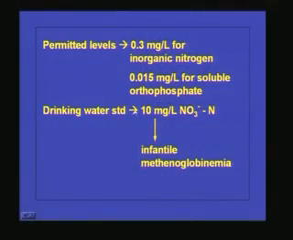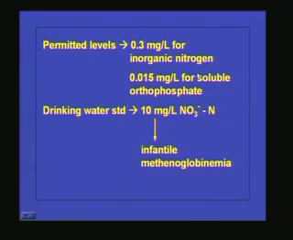And moreover, we have seen that if the nitrate content in drinking water is more than 10 milligram per liter as nitrate nitrogen, methemoglobinemia, a disease affecting infants, can occur. We discussed this in detail when we were discussing water and wastewater characteristics. So, it is not advisable to discharge high nitrate containing wastewater, and the permitted level is 0.3 milligram per liter for inorganic nitrogen and 0.015 milligram per liter for soluble orthophosphate. So, this nutrient removal is very essential.